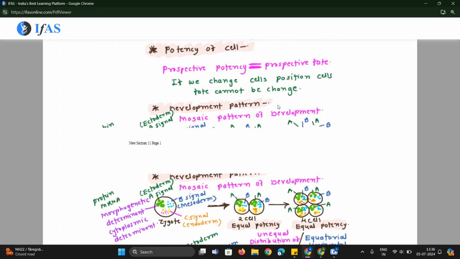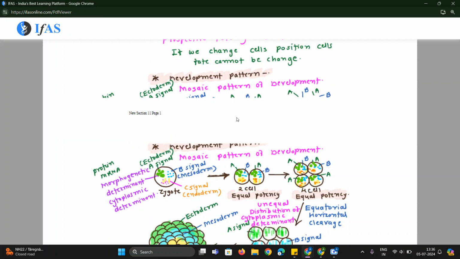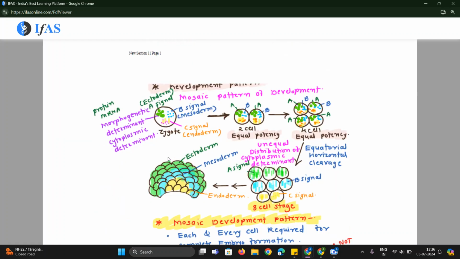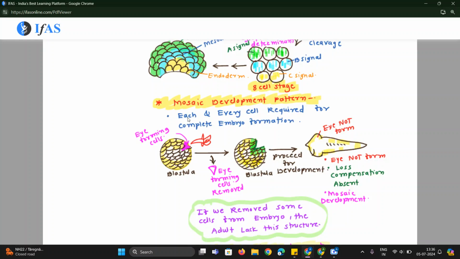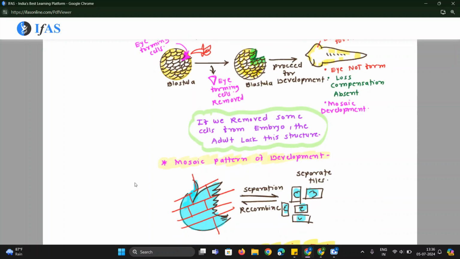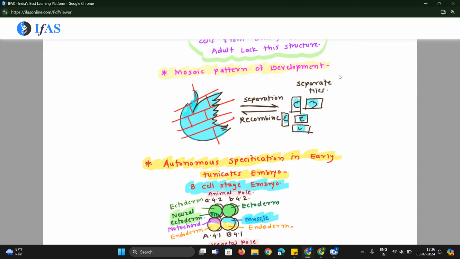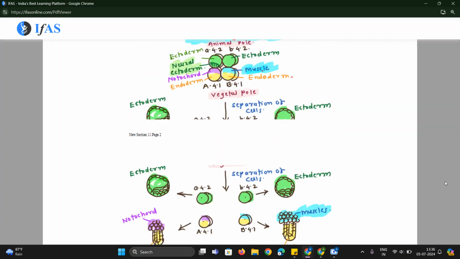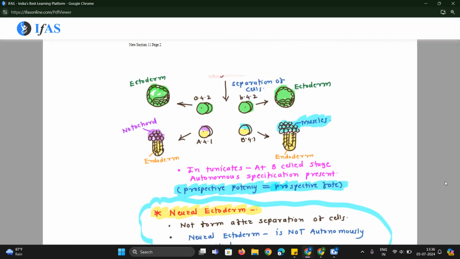Then potency of the cell. If we change the cell's position, the cell's fate cannot be changed. And here you can see the developmental pattern: zygote to 2 cell stage to 4 cell stage, then 8 cell stage. Mosaic development pattern: each and every cell is required for complete embryo formation. In mosaic development, if we remove some cells from the embryo, the adult lacks that structure. In the mosaic pattern of development, you can see ectoderm, notochord.